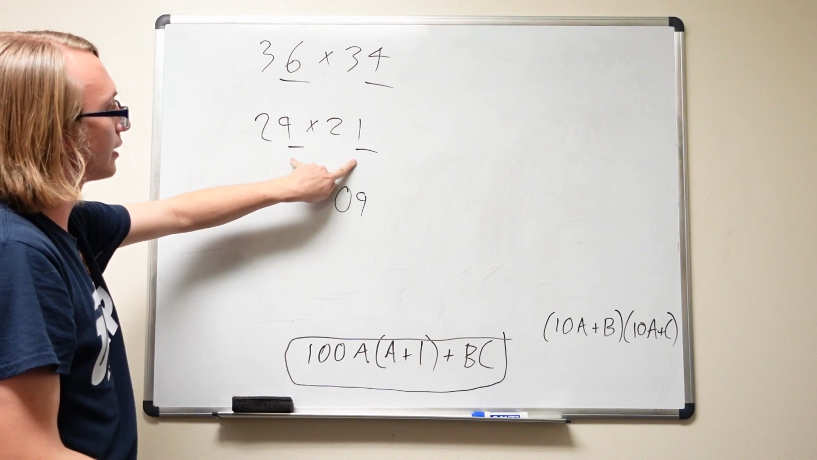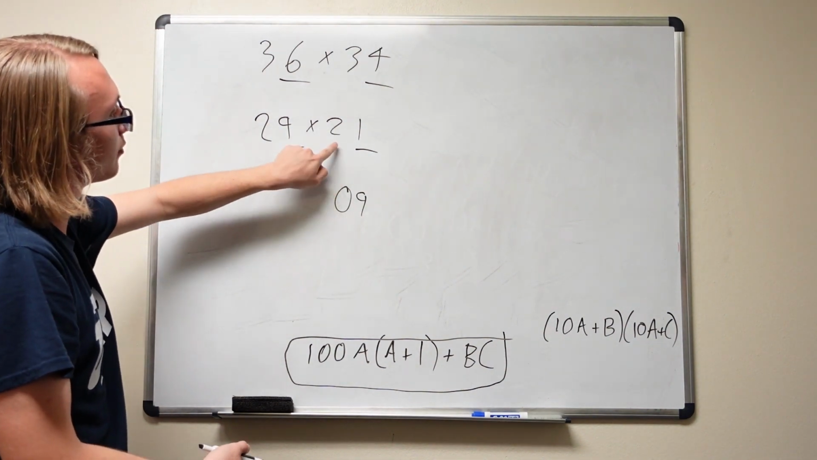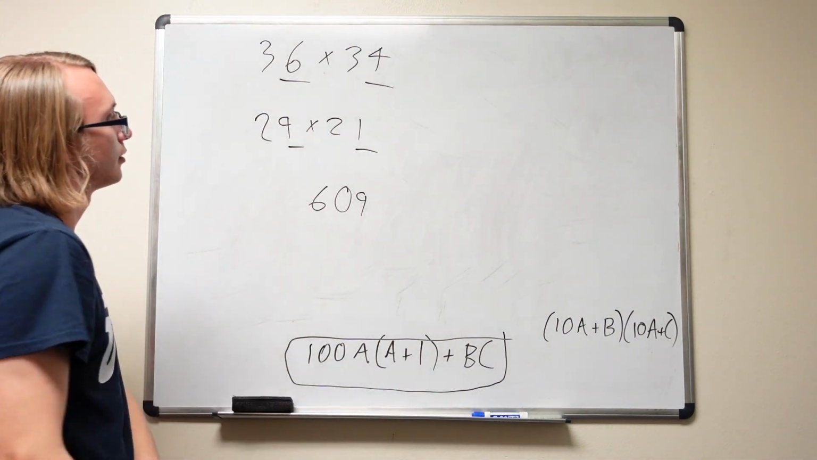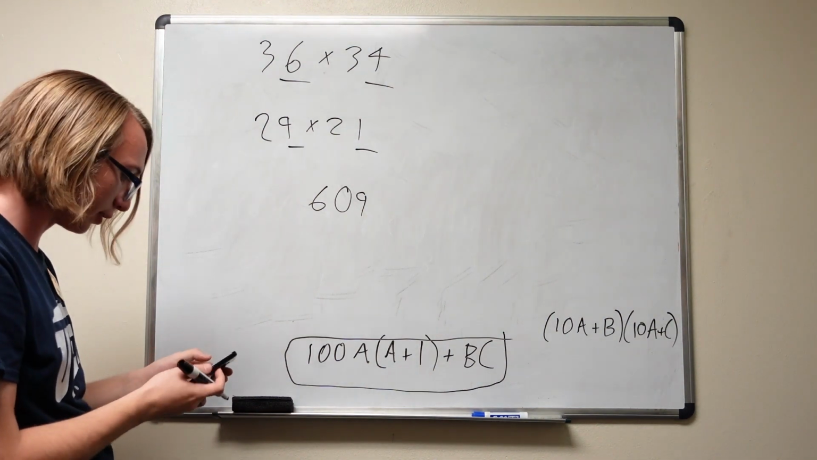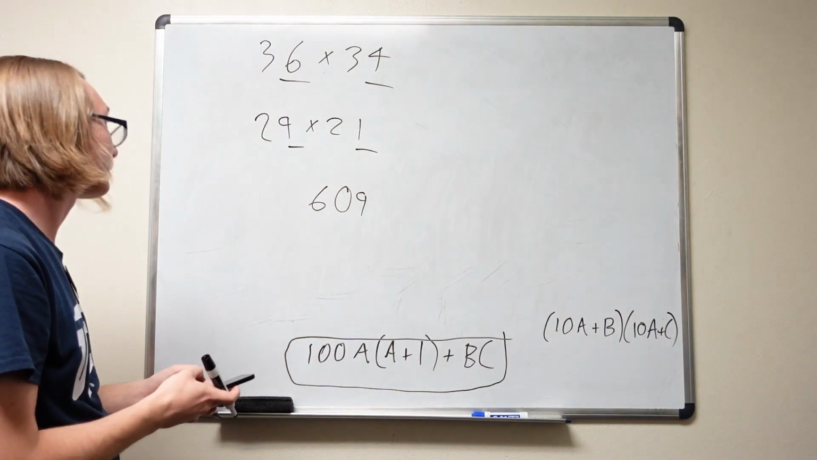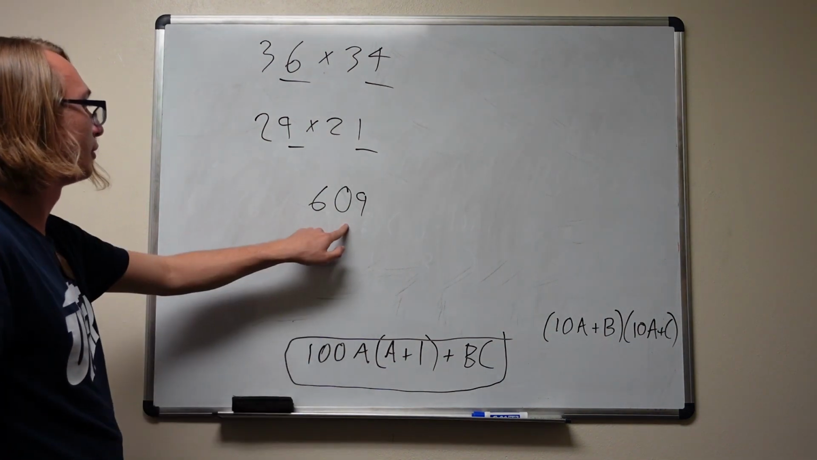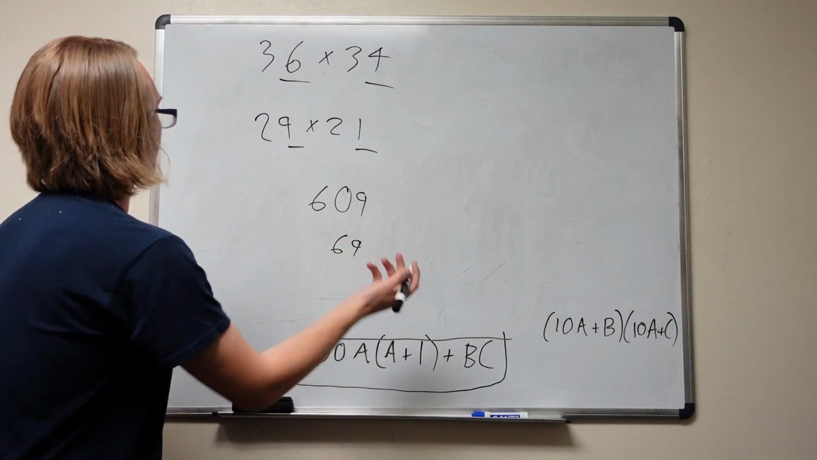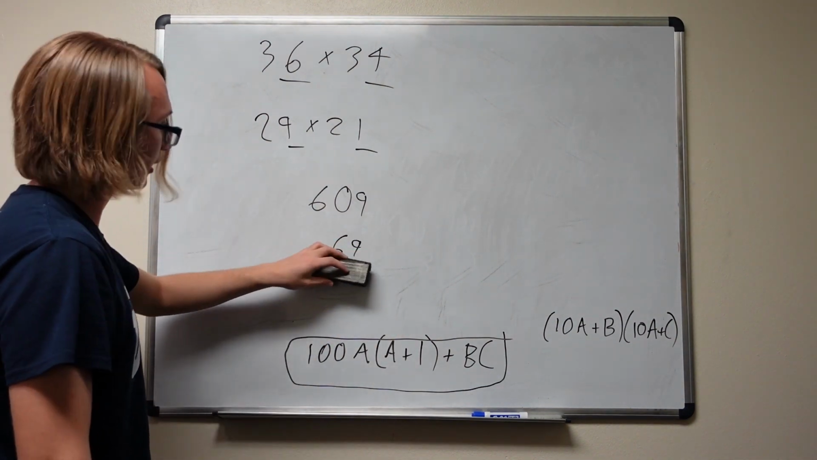So 1 times 9 is 09, and then 2 times the number after 2, which is 2 times 3, is 6. So anytime you have 9 and 1 for the ones digits adding up to 10, you have to leave a 0 between it, otherwise you're going to get 69, which is not correct for 29 times 21.